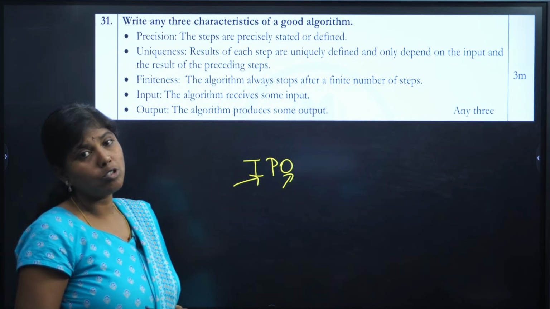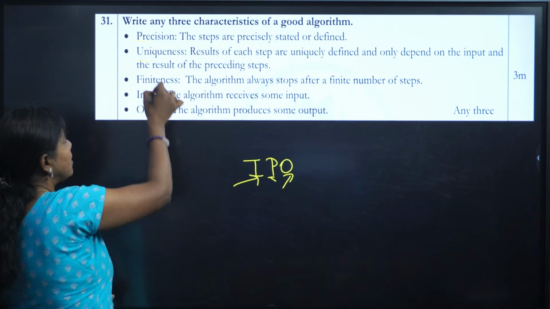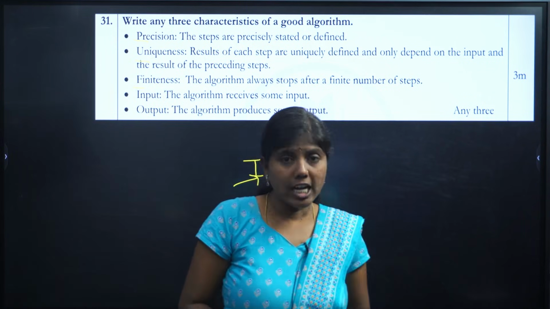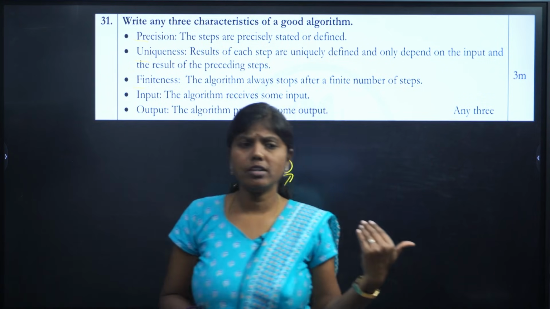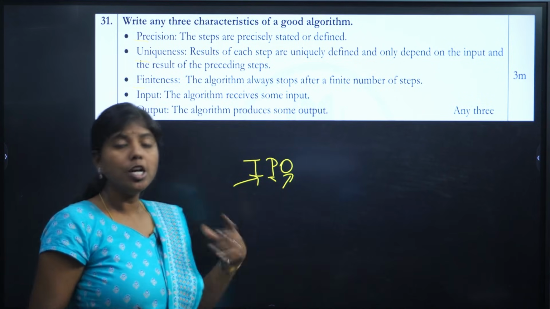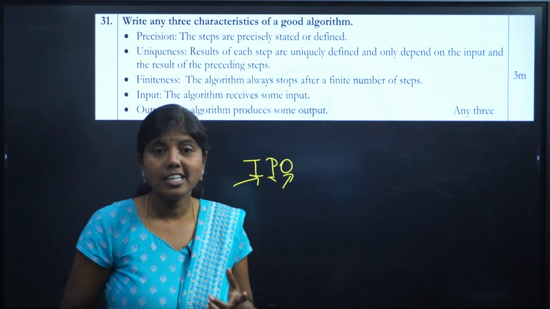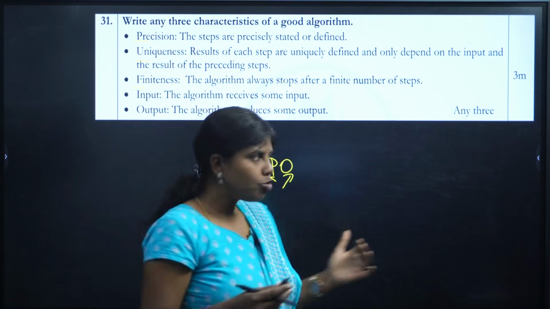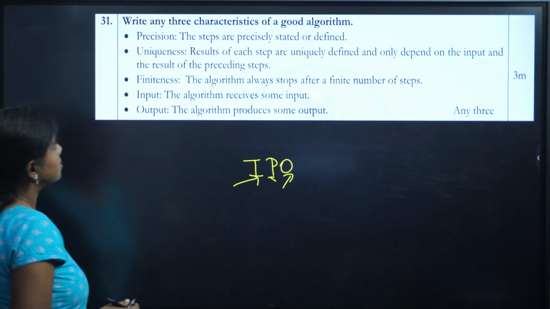And one more is finiteness. So what is P here? P is precise, unique and finiteness, input, output. So you know it. So for the characteristics of a good algorithm, you can remember this way: it should definitely take an input, it should process, and it should give out the output. Processing means it should be precise, it should be unique and it should be finite. That means it should not go into an infinite loop, an endless loop. So you need to have statements which are finite. That's the characteristics of an algorithm.